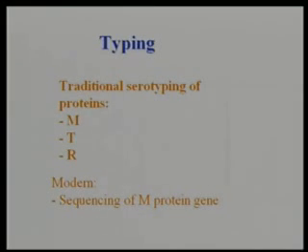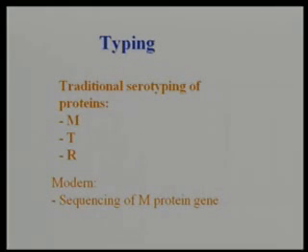Traditionally, one could serotype by looking at what type of M, and there are two other protein antigens found on the cell surface, referred to as T and R. I didn't mention them earlier because M is the major pathogenesis factor, and these two things are not very important at all in pathogenesis. There are typing antigens there.